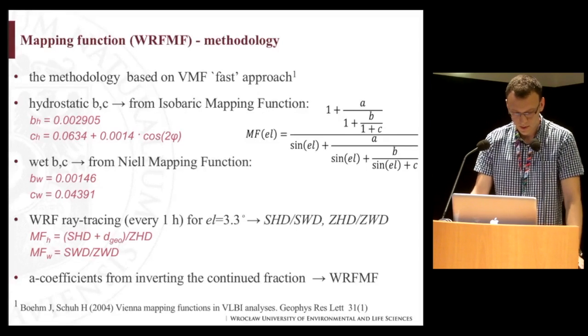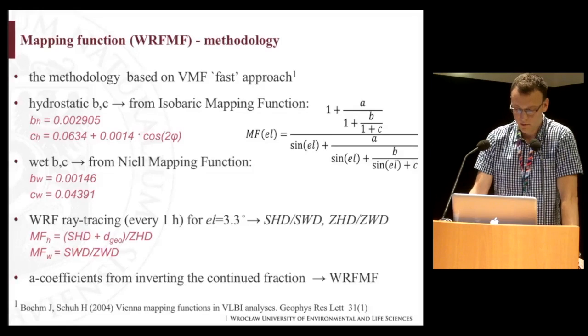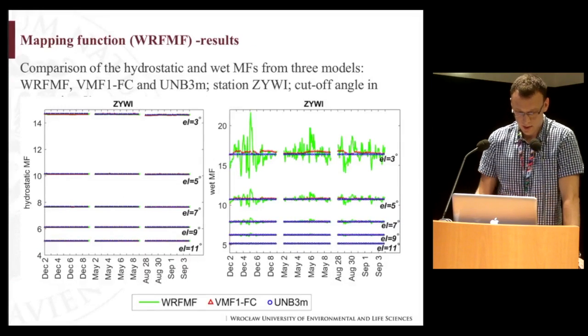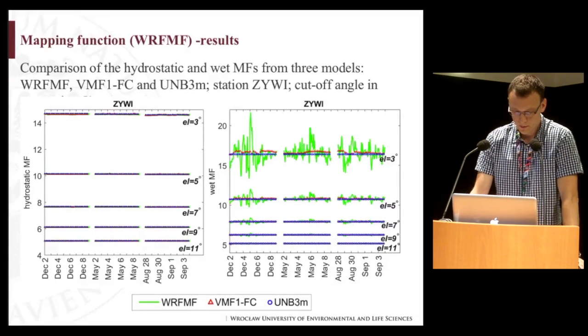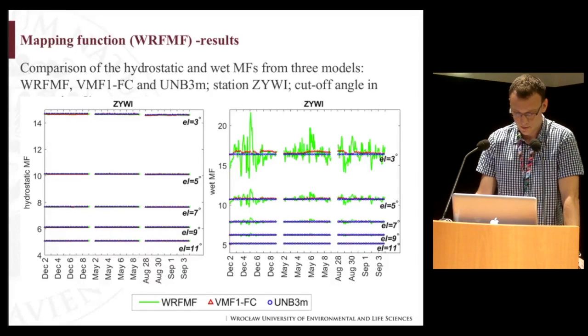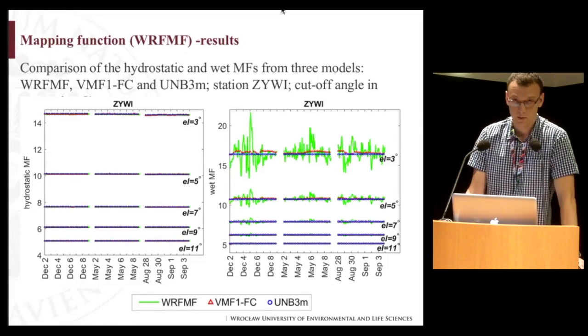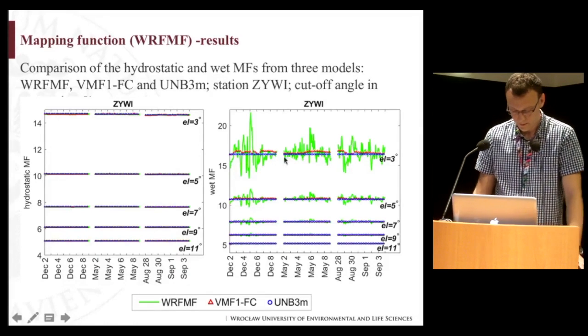And again, we evaluated this by comparing to other mapping functions. For the hydrostatic mapping functions, we see a good agreement here. But for the wet mapping functions, we see some significant differences, especially for low elevations. Here you can see it at 3 degrees and 5 degrees, and these differences are getting smaller and smaller for larger elevations.